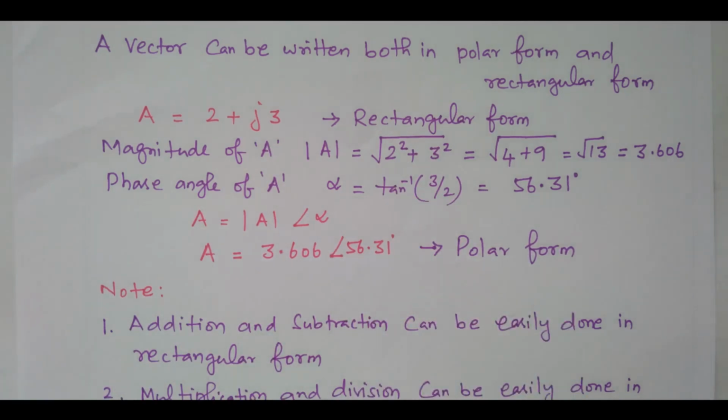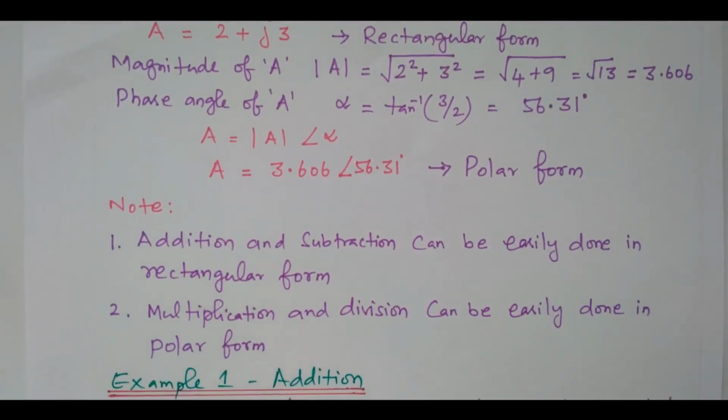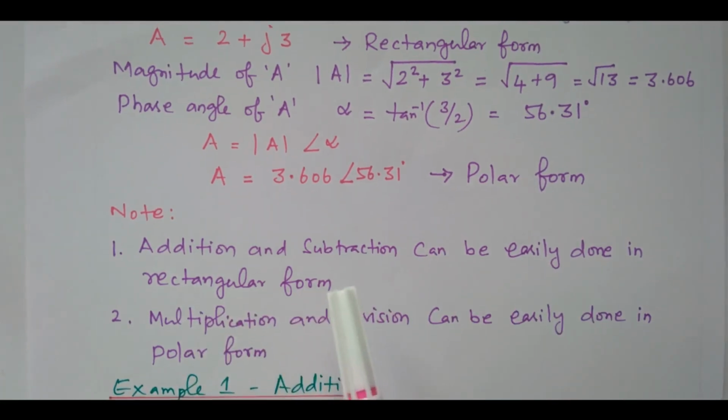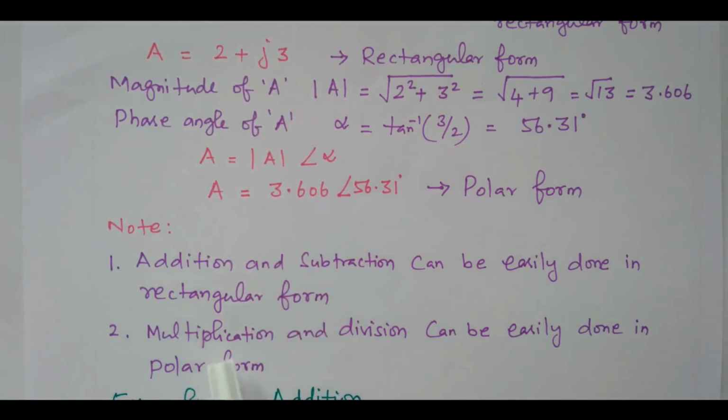Why are we using these two different forms? During manipulation, that is during addition and subtraction, we can easily use the rectangular form, because we can easily add or subtract these two terms. During multiplication and division, the polar form can be used. Why? We have magnitude and angle, so we can easily use the polar form. So based on that, we will go to some example problems.